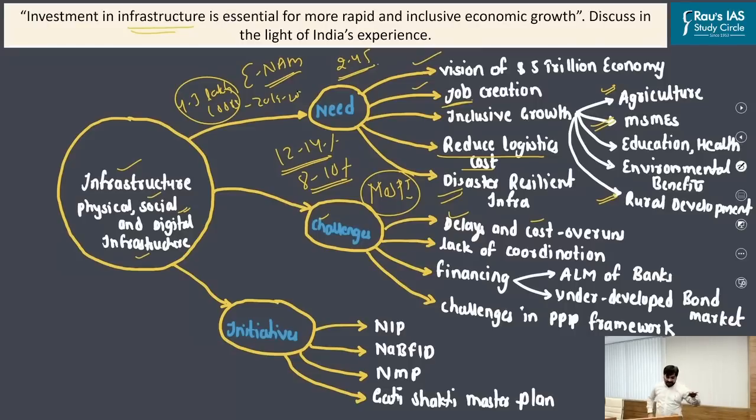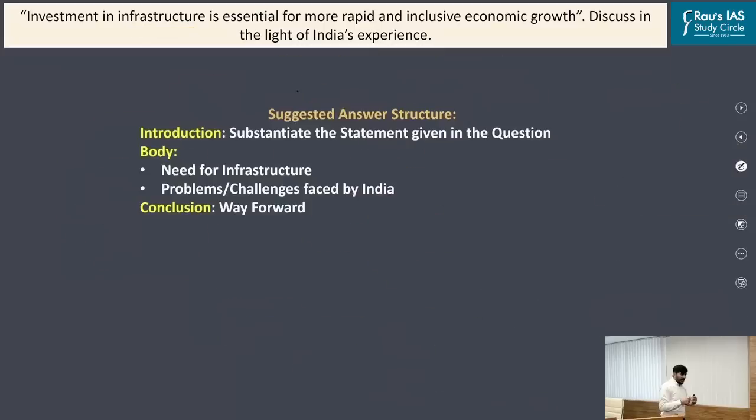Now, based upon the content of the answer, let us discuss how you can write an answer to this question. If you look at the suggested answer structure, in the introduction, as I said, you need to substantiate the statement given in the question. That is, you have to prove that investment in infrastructure can help us promote high GDP growth rate and inclusive economic growth.